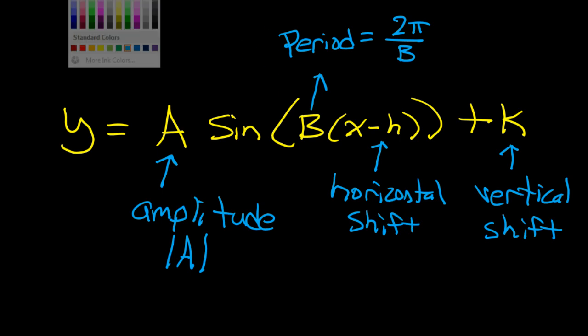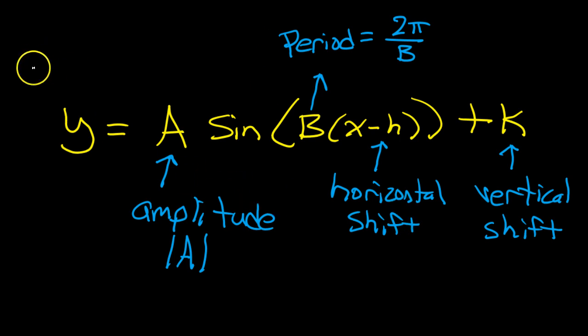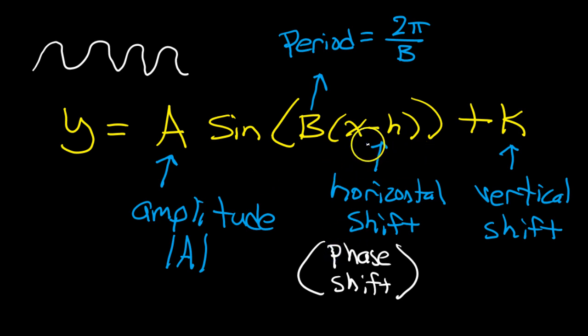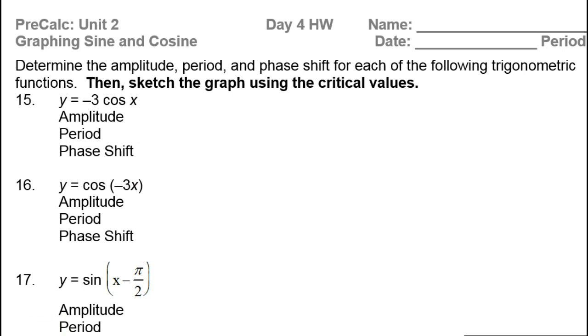Now, when we are dealing with periodic functions, these functions that repeat over and over again forever, a horizontal shift has a more specific name called a phase shift. All right, so a horizontal shift is called a phase shift when you're dealing with a periodic function. And you'll find it right here, being added or subtracted. Okay, now, that should be enough background information to get us started.